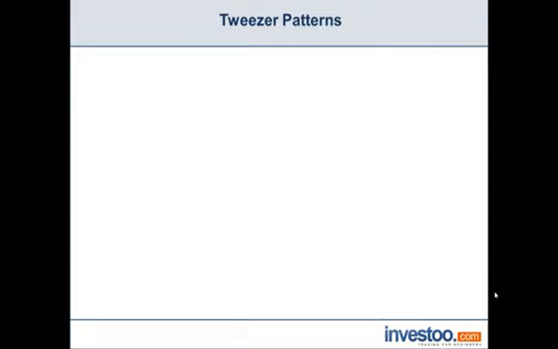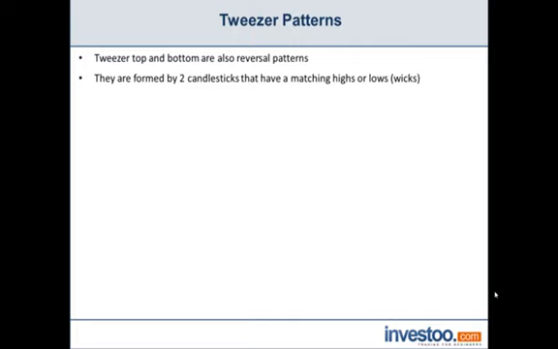We call them tweezer top and tweezer bottom. And these two tweezer patterns are also reversal patterns found at the top of an up move or at the end of a down move. They are formed by two candlesticks that have a matching high or low. It means that the last two candlesticks have the same wick length.